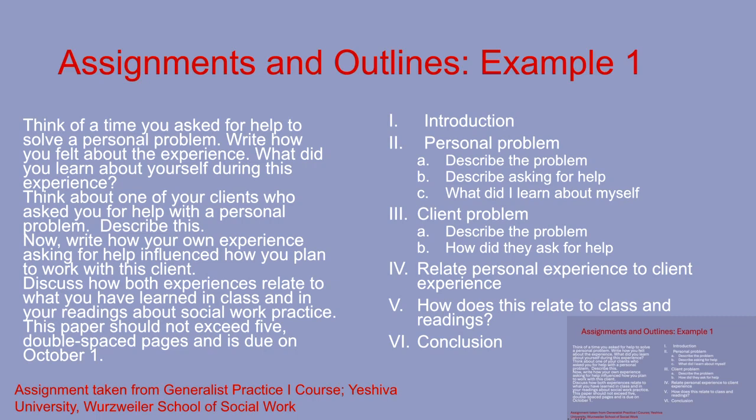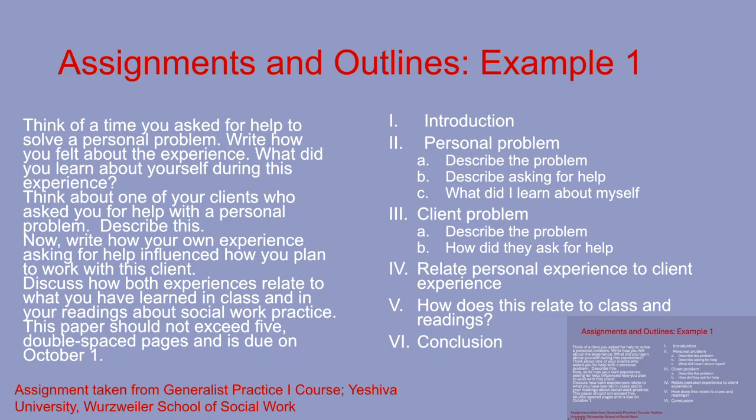Then we have a major heading, which is the client problem. So that is, think about one of the clients who asked you for help with a personal problem and how they asked for help. And then that number 4, which is really the third part because we have the introduction, is how these relate to one another. And as you're outlining, you might want to think about how you're going to do that. Are you going to talk about what's similar between these things, what's different, or both? And then the last part is, how does this relate to class and readings?